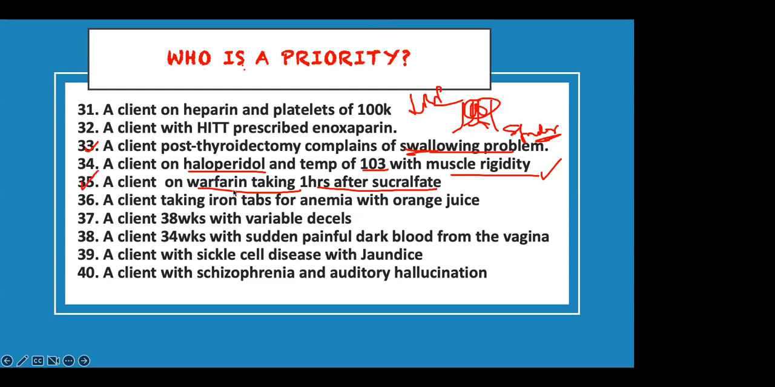So intervene. A client taking iron tabs for anemia and orange juice. What do you think?